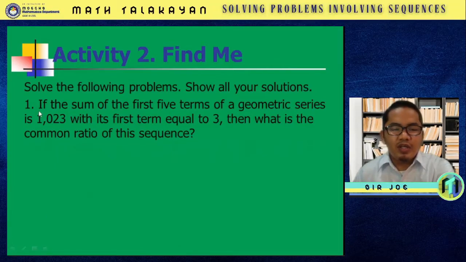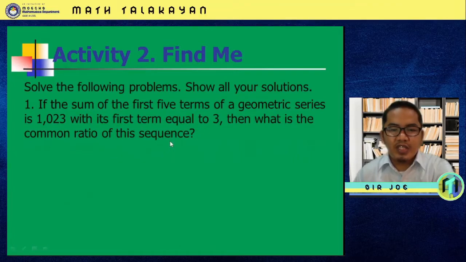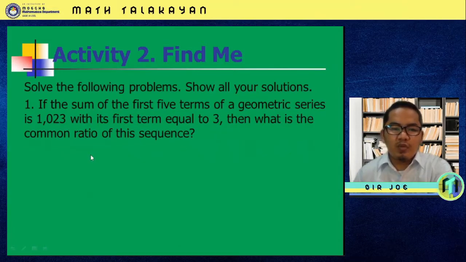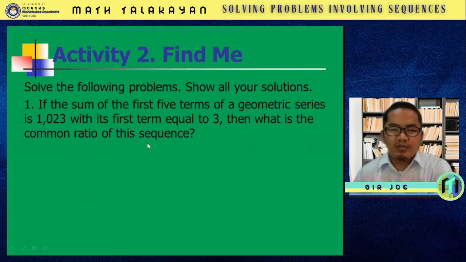Problem number 1. If the sum of the first 5 terms of a geometric series is 1023, with its first term equal to 3, then what is the common ratio of this sequence? Again, if the sum of the first 5 terms of a geometric series is 1023, with its first term equal to 3, then what is the common ratio of this sequence?